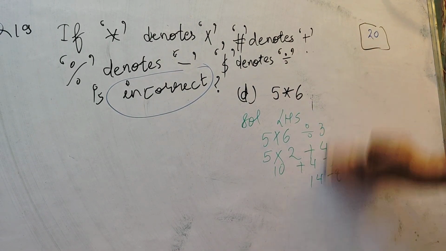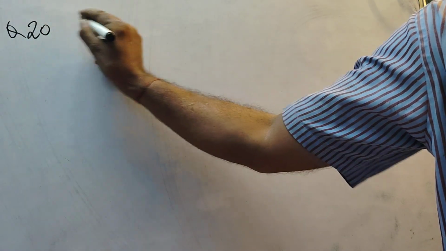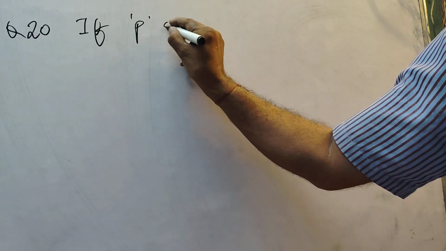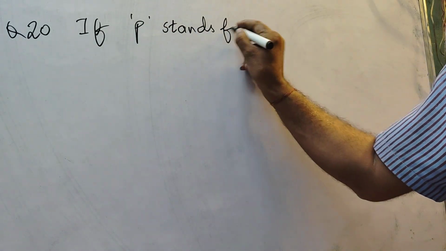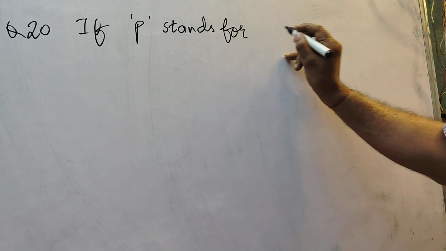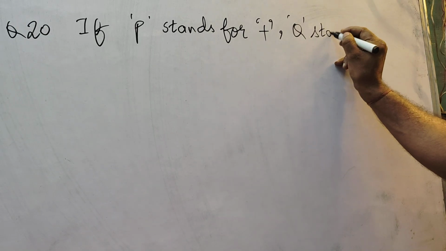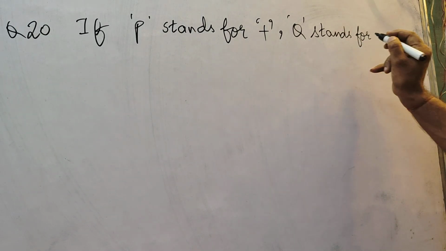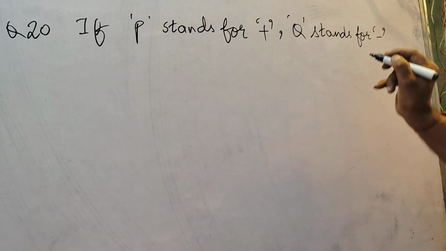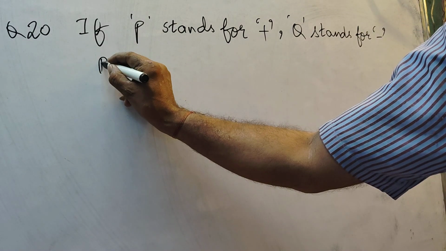Last doubt question is number 20. Question number 20. So question 20 is, if P stands for addition, addition means plus, Q stands for subtraction, subtraction means minus, R stands for division.